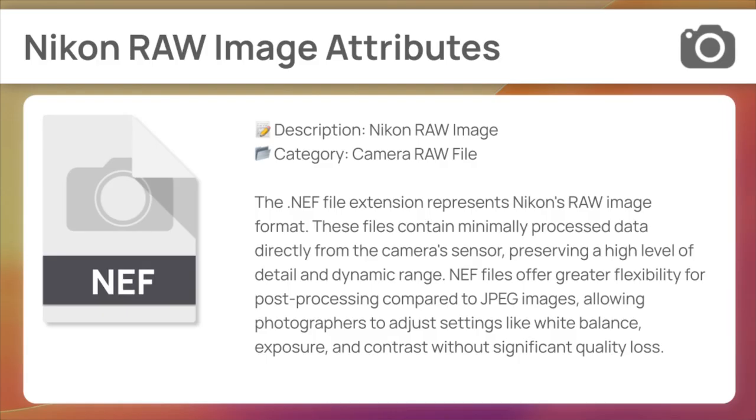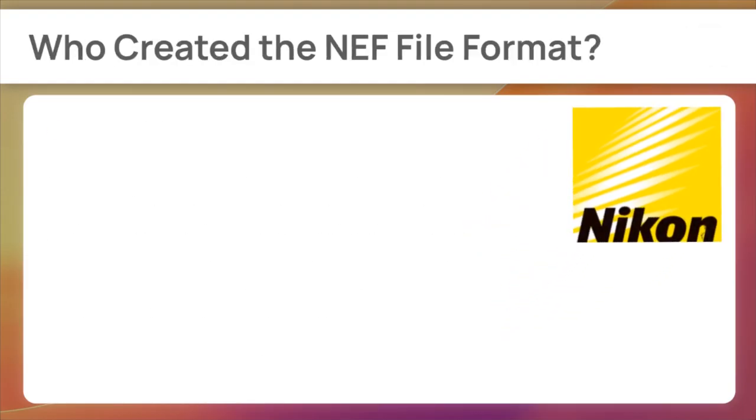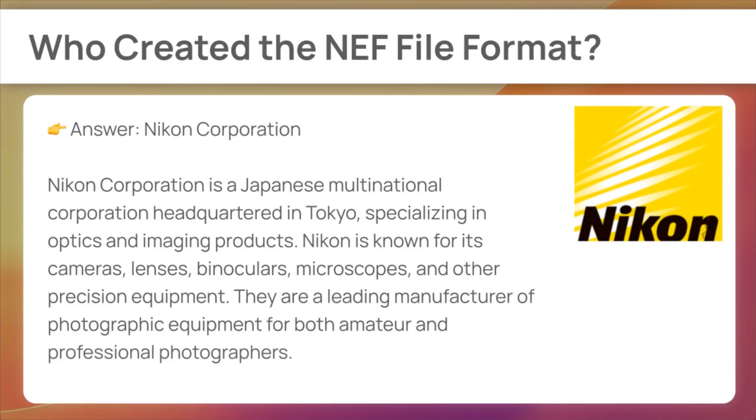NEF files offer greater flexibility for post-processing compared to JPEG images, allowing photographers to adjust settings like white balance, exposure, and contrast without significant quality loss. NEF files store image data in a non-compressed or lossless compressed format. They contain metadata about the camera settings used when the image was captured, including ISO, aperture, shutter speed, and white balance. The file structure is proprietary to Nikon, but it is widely supported by image editing software. NEF files require specialized software for viewing and editing.